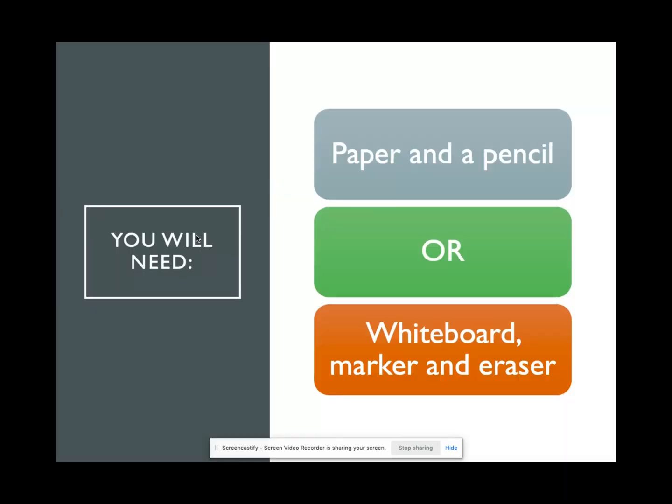During our lesson today, you will need either a paper and a pencil or a whiteboard marker and eraser. If you'd like to pause the video right now and go get paper and pencil or whiteboard marker and eraser just so you have that ready later, now would be a good time to do that.